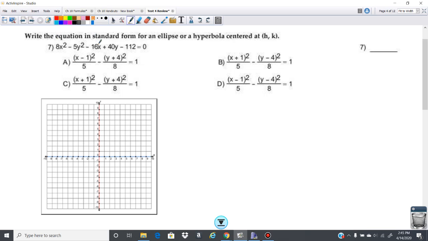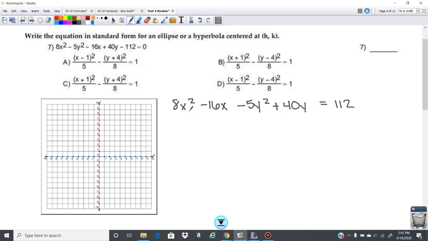So we're going to group the x terms together. So let's see, that's going to give us 8x squared minus 16x. My y terms are going to be minus 5y squared plus 40y. And then I'm going to take that minus 112, I'm going to add it to both sides. This is going to be equals 112.